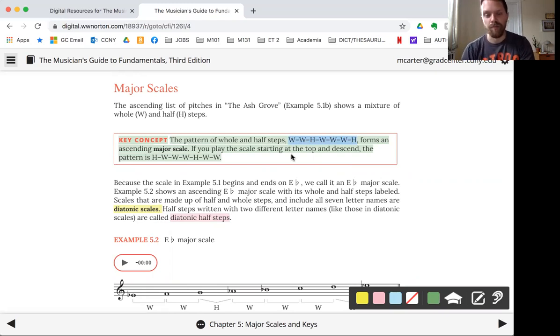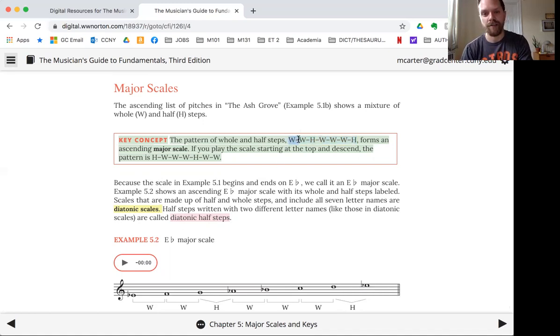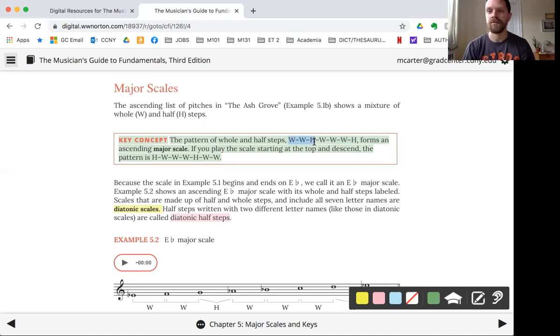If you start the scale from the top and then descend, the pattern is reversed, right? Half, if we just looked at this pattern and go backwards. So the best thing to do right away is to memorize this pattern. And it's really easy, because there are different ways people remember it, but the easiest way, and your book says this somewhere, is to remember whole, whole, half. So check it out. There's whole, whole, half, whole, whole, half, whole, whole, half, right?